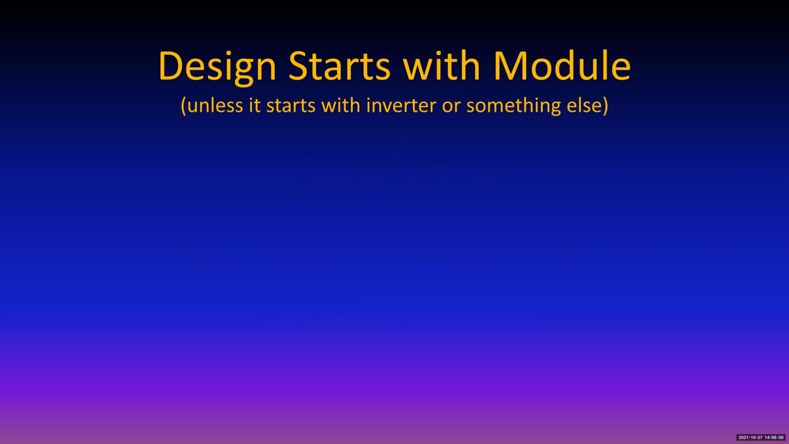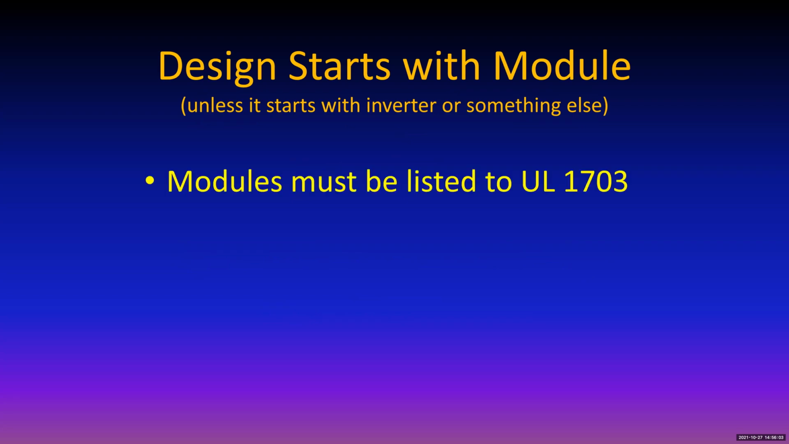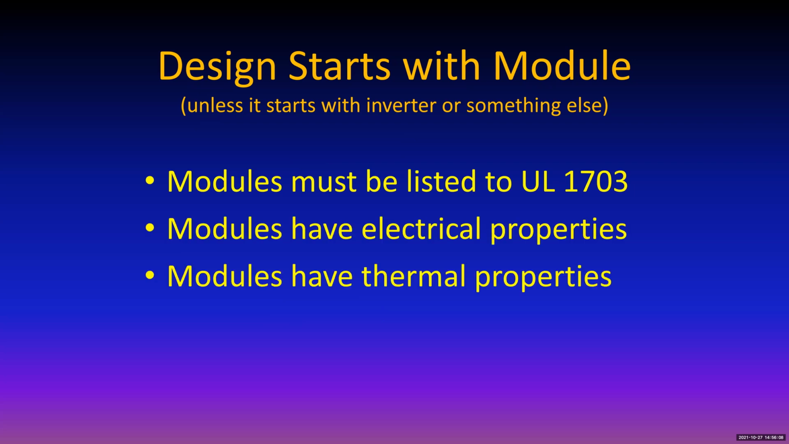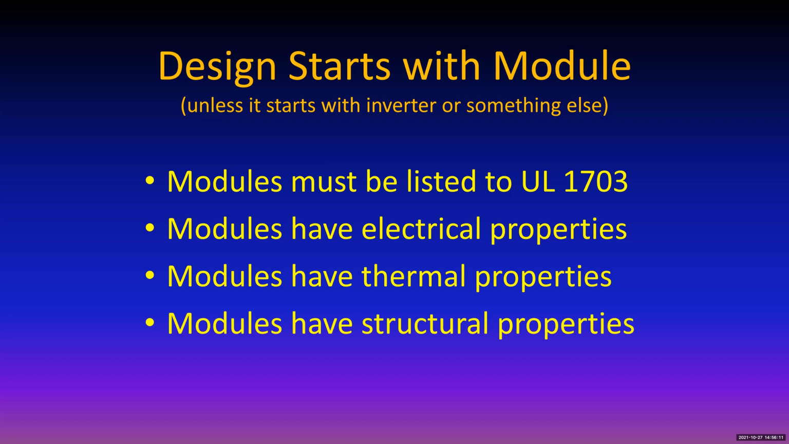Design starts with the module, and they have to be listed. They've got the electrical properties, we know about that. They have thermal properties, we've already talked about them. They have structural properties. They can withstand a certain amount of pressure. Some can withstand more than others. Oftentimes the downward pressure they can withstand is more than the upward pressure they can withstand. So you need to know both, because the most serious wind loading on these modules is the uplift as opposed to the downward forces.